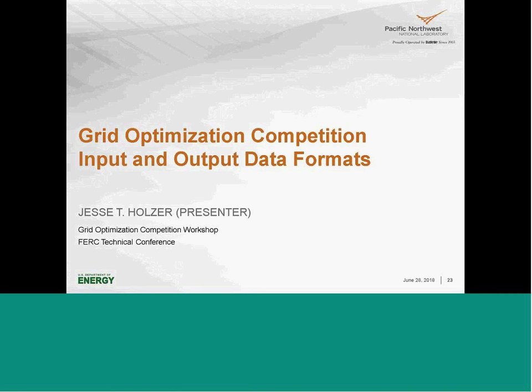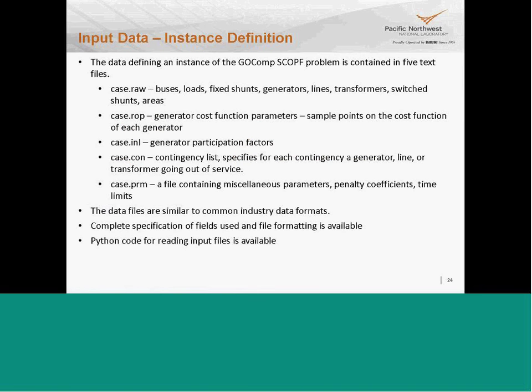The input files are everything that you need to completely formulate one instance of the competition problem. The output data is everything that we need to completely evaluate your solution. So the input data consists of five files. They are in just regular text, and the main one is this .raw file. It contains information on buses, loads, shunts, generators, lines, transformers, the sort of typical power flow data.